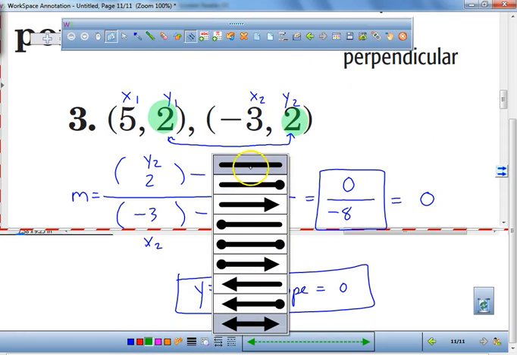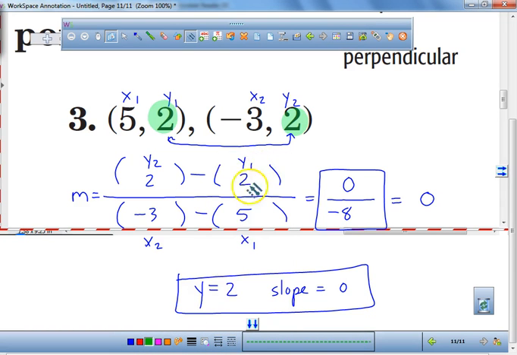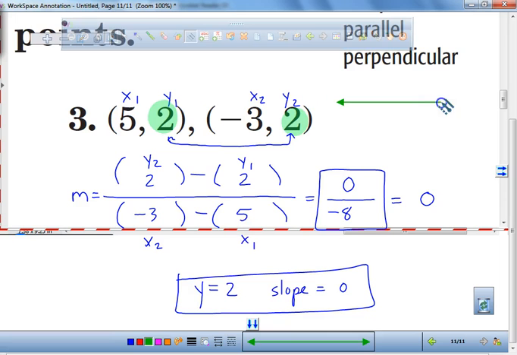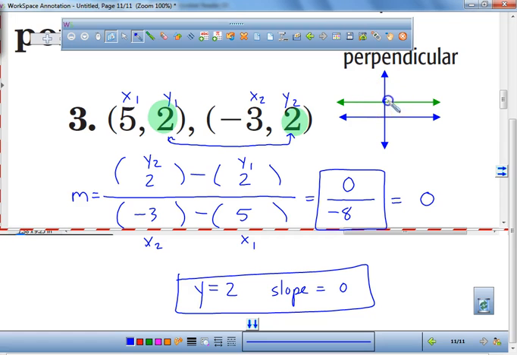This would be a horizontal line like this. That was the y-axis, and this was the x-axis. Where would it pass through? It would pass through right here where the y value is a 2. This would be the graph of your line, where y is a 2. That's a 1, that's a 2. One of the points would be over here at 5, 2, and the other would be -3, 2.